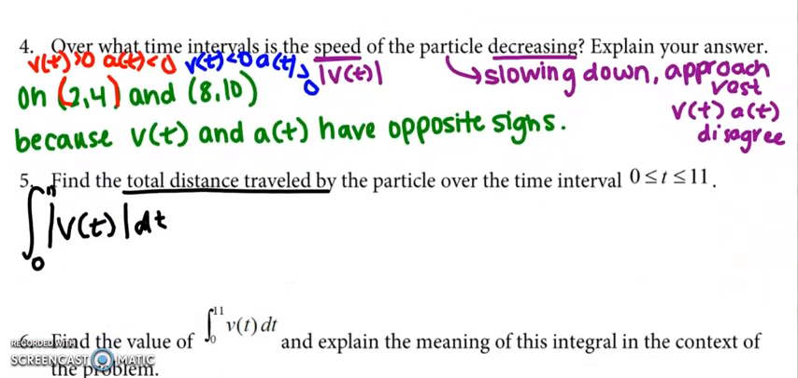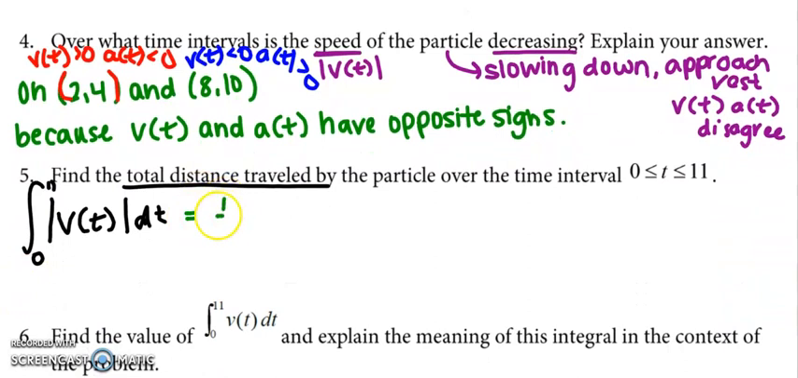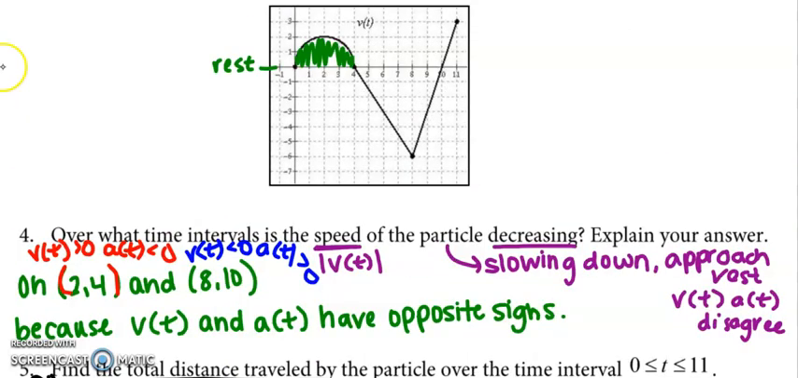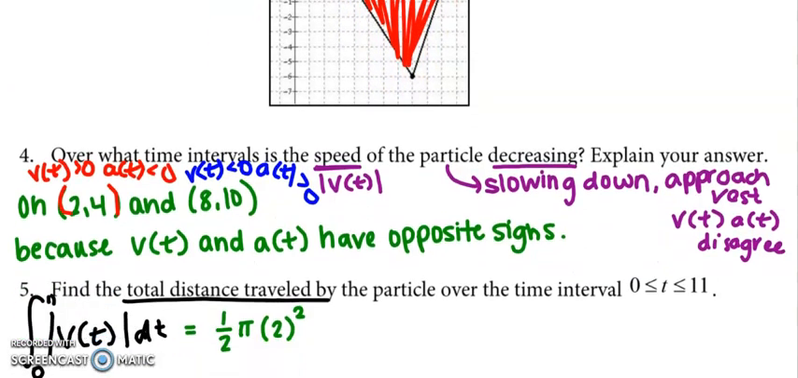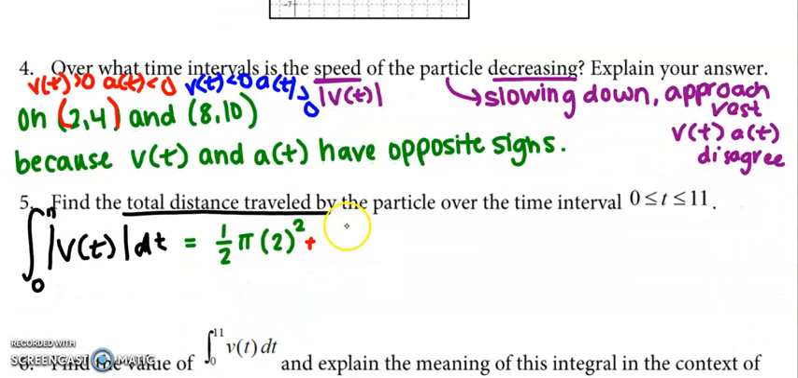That green area is a semicircle. So semi, half of pi r squared. Then I'm going to find the area of this red triangle, which is going to be 1/2 base times height. My base is 6, my height is -6.